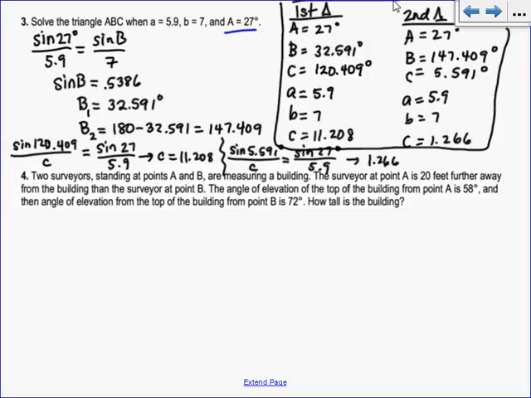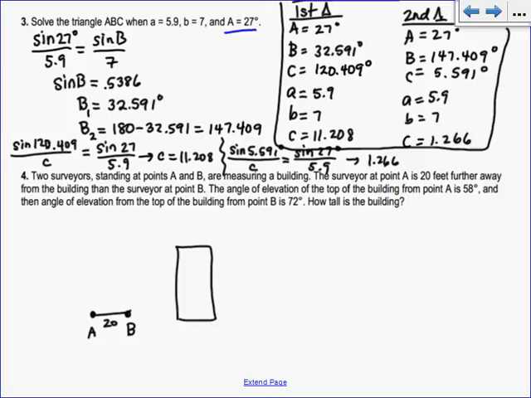All right, so that's the weird thing about law of sines, right? So you might have things that you have to draw. I know some of you guys don't like some of the story problems, but let's just sketch this one out. We won't solve it out, but we'll at least draw it, okay? So it says two surveyors standing at points A and B are measuring a building. The surveyor at point A is 20 feet further away from the building than the surveyor at point B. Okay, so here's our building, and B is here, and then A is 20 feet further away.